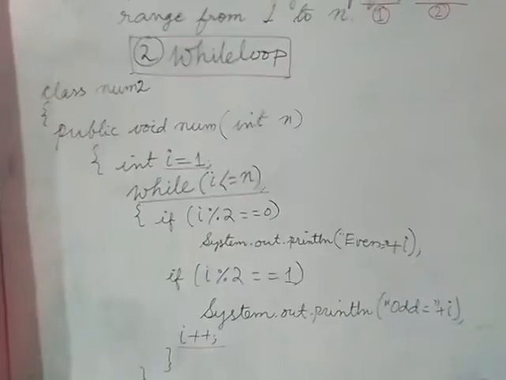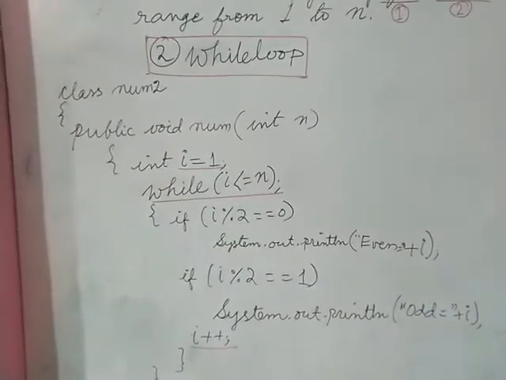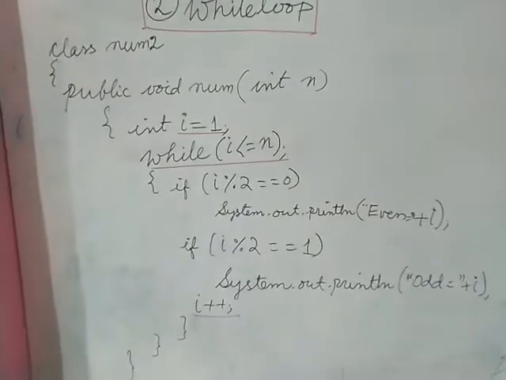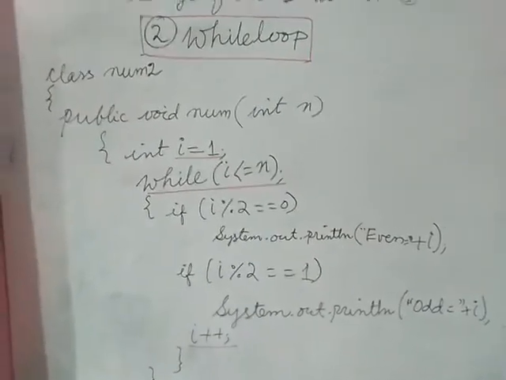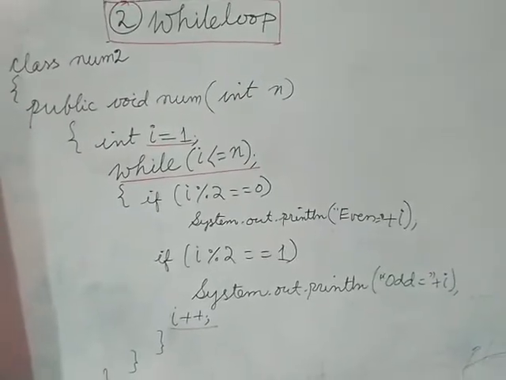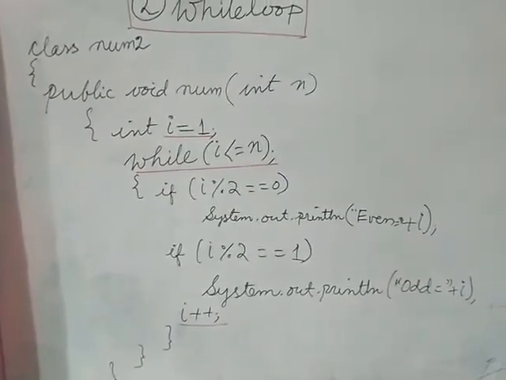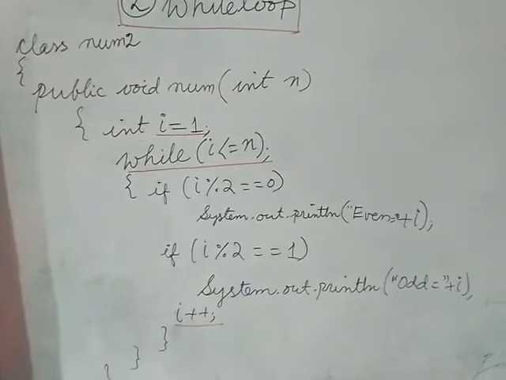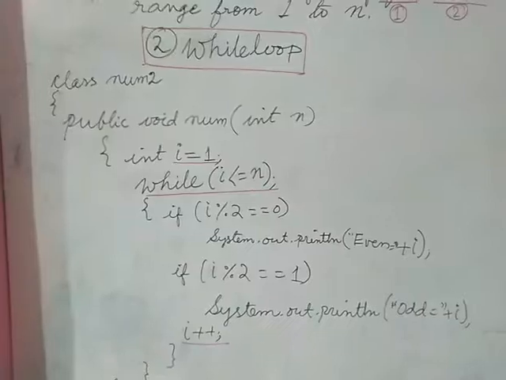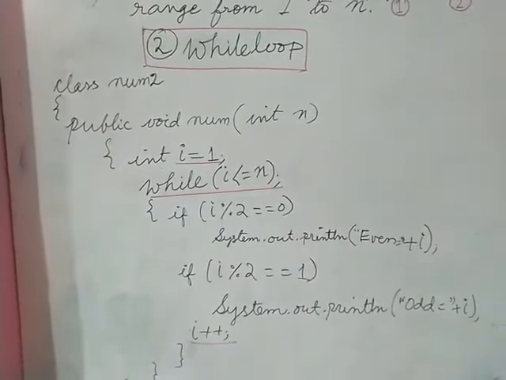Now you see in the while loop those three parts, I equal to 1, while I less than equal to n, and at the bottom I plus plus. Those three different parts are written in three different places in while loop, while in case of a for loop all those three parts are written in one line. Now we'll see the same program rewritten by using do while loop.